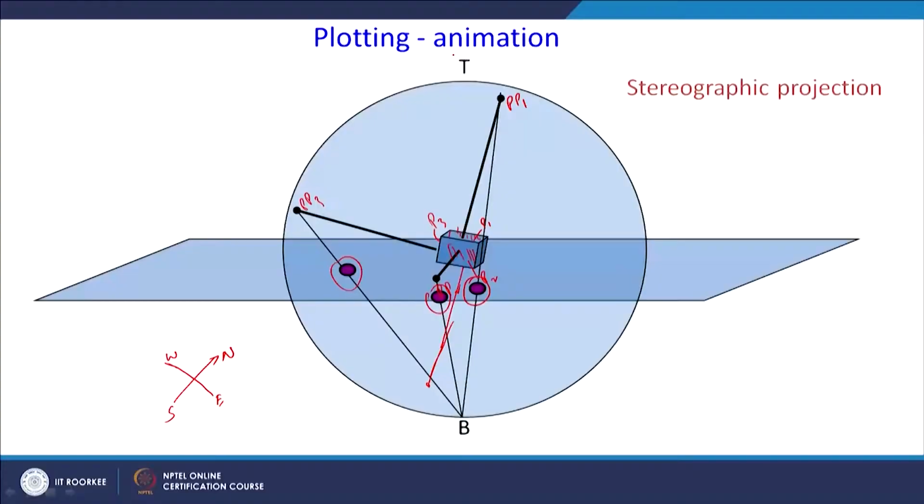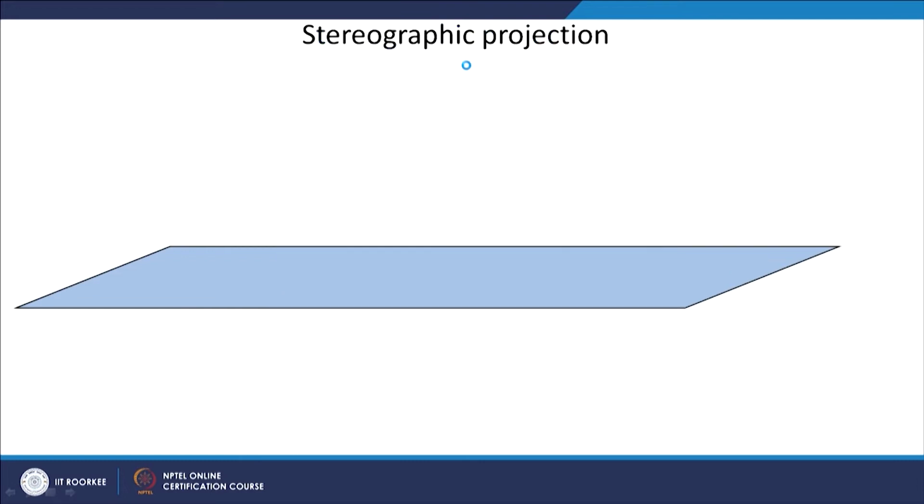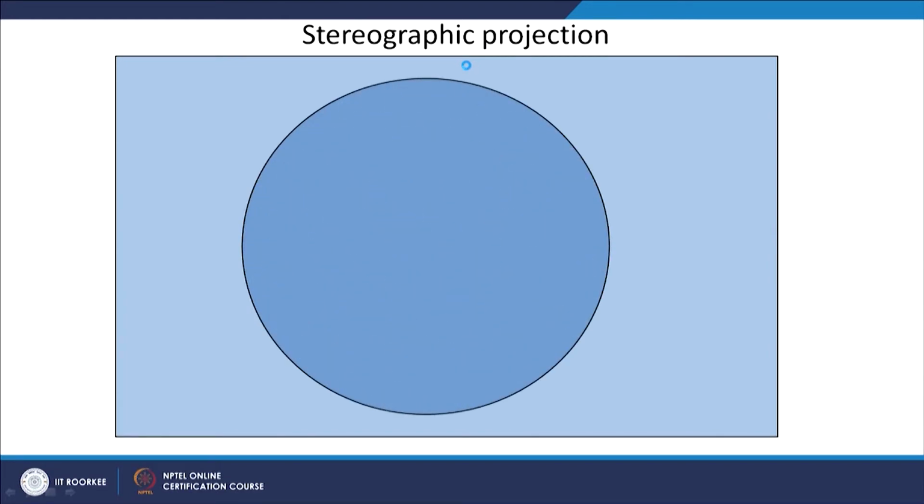Now I am just changing the view here. I will start seeing from the top. So, from here I will see what is the condition of the different projections. Now I am looking from the top, so the top pole should come somewhere here at the center. And as I told you, I have plotted north, south there. So, north will come here, south will come here, east will come here, and west will come here.